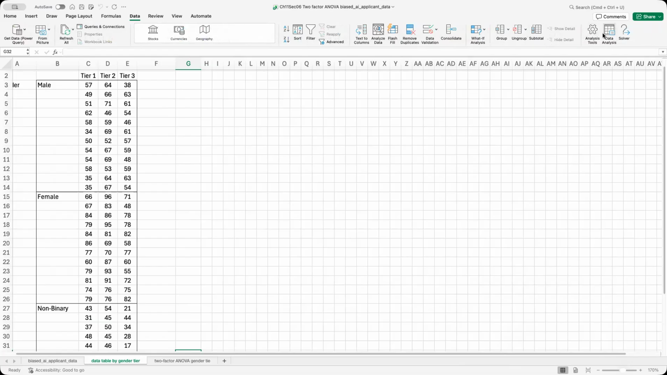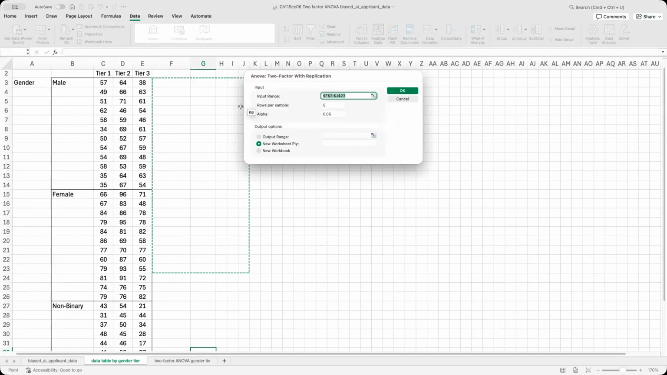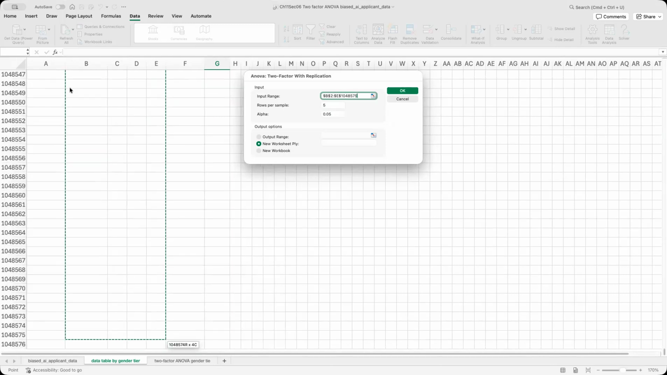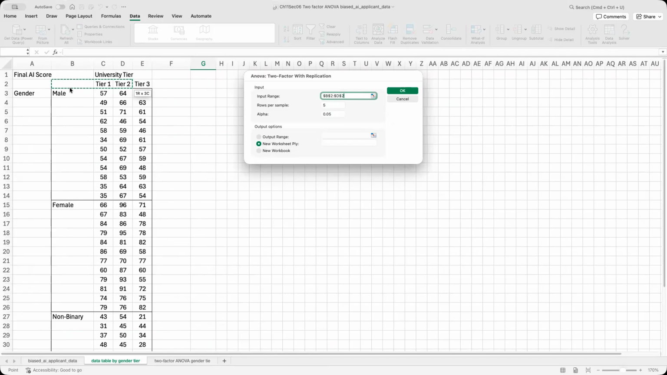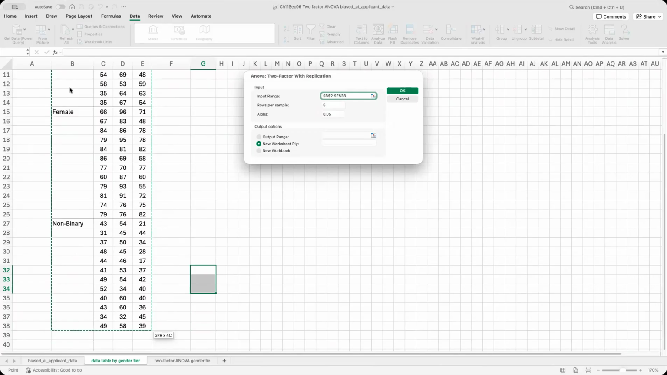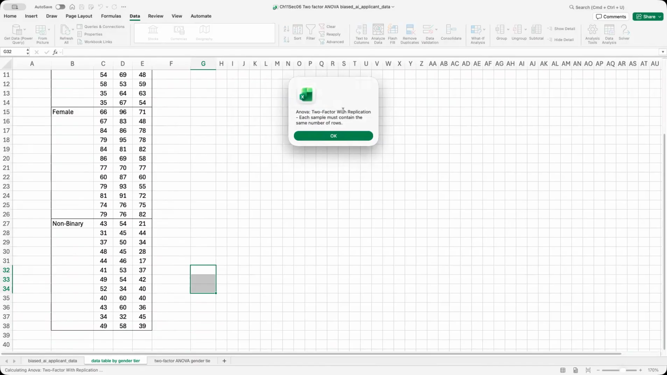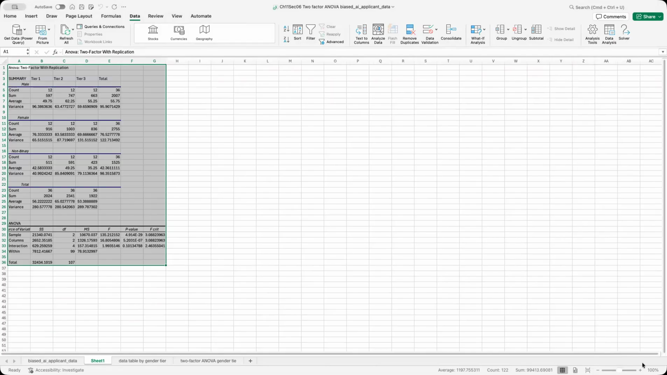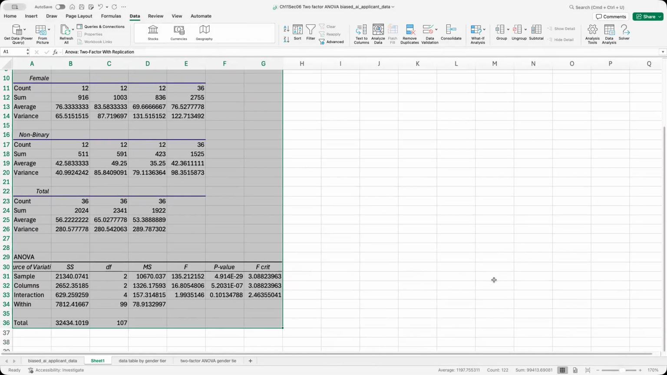And when I do that, I want the titles. Rows per sample is 12 this time, rather than 5. Make it bigger still.